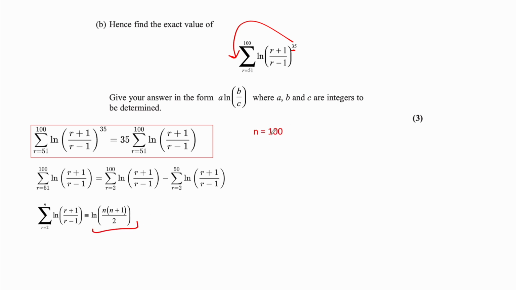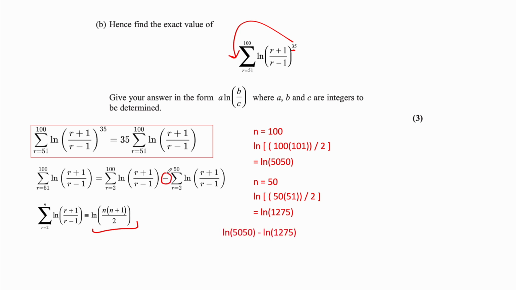And yeah, starting from n equals 100, we can just put n back into this equation, and that will give us ln 5050. And then using n equals 50, we'll get ln 1275, and remember we need to minus these. So it's ln 5050 minus ln 1275.